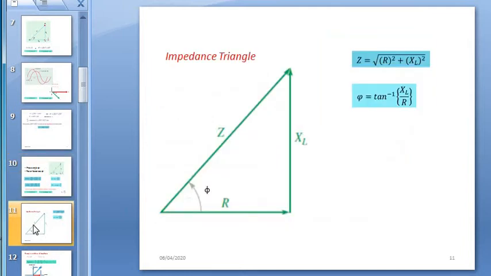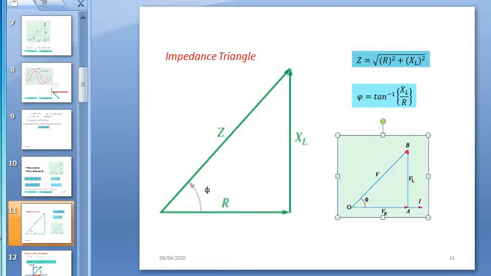The next is impedance triangle. The impedance is given by the formula Z is equal to square root of R square plus XL square. Okay, how to draw this? Phi is equal to tan inverse of XL divided by R. How to get this impedance triangle? It is very simple. It is obtained from this particular triangle, the voltage triangle.